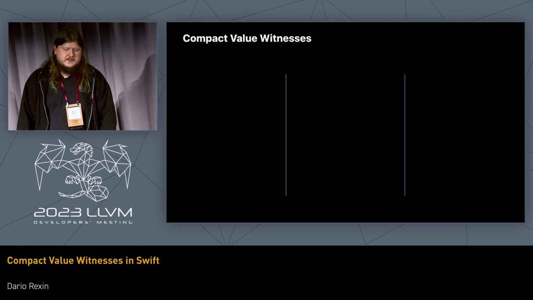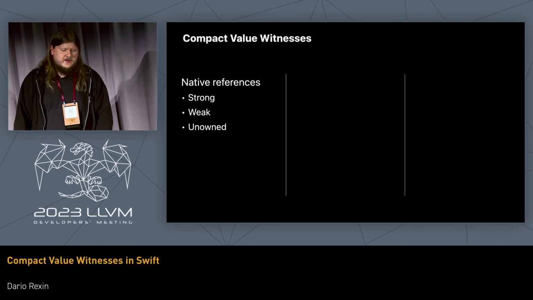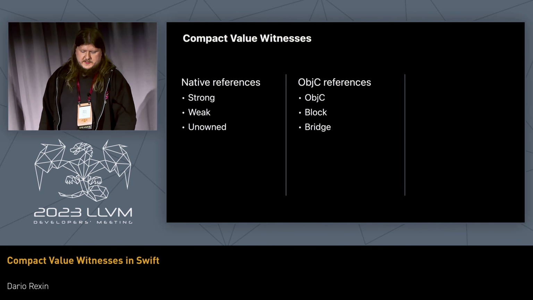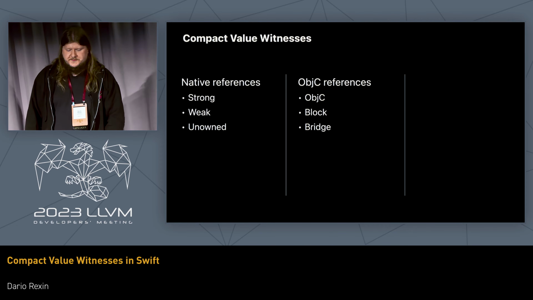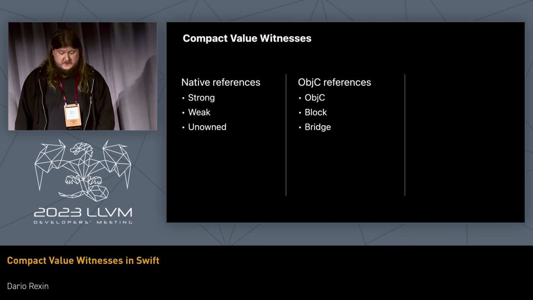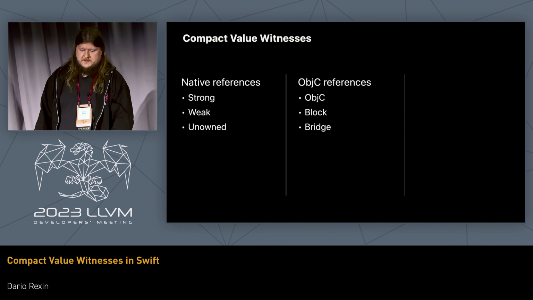We have a number of different kinds of references in Swift. There are, for example, references to native objects, which can be strong, unknown, or weak. On Darwin, we also have Objective-C references, which can be references to regular Objective-C objects, blocks, or Objective-C objects that are bridged into Swift types. And we have unknown references, which can be either native Swift or Objective-C references at runtime.